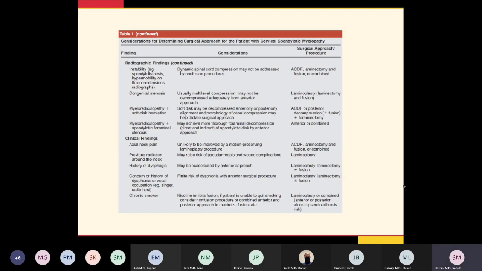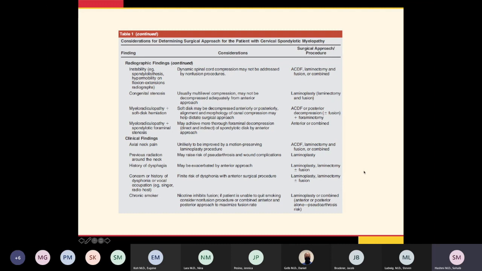Instability should be looked at on plain X-rays as well as flexion-extension views, which may not be addressed if fusion-preserving or non-fusion procedures are given for the patient. Congenital stenosis, usually it's multi-level and may not be decompressed anteriorly if the patient has congenital stenosis, as well as patients with mixed myeloradiculopathy and foraminal stenosis should be considered whether a foraminotomy or ACDF is also considered at that level for the patients that are symptomatic.